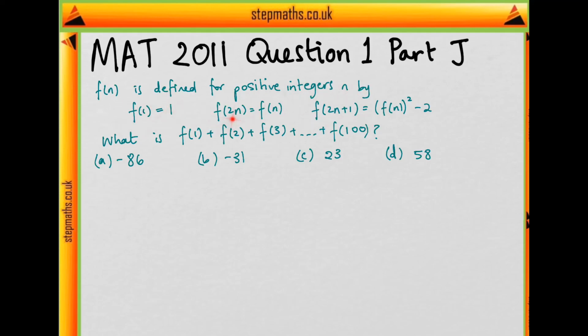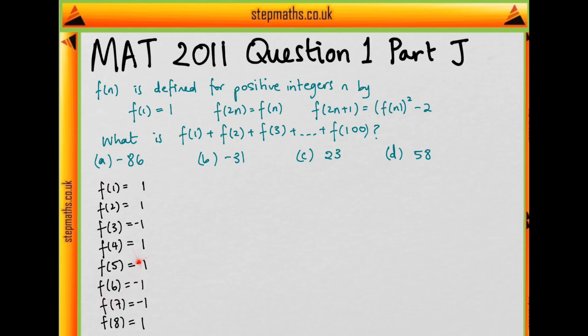So f(1) is 1, then f(2n) is the same as f(n), then f(2n+1) is f(n) squared minus 2. And they want to know what is the sum of f(n) from n equal to 1 up to n equal to 100. So let's write out a few terms of this function to see what's going on.